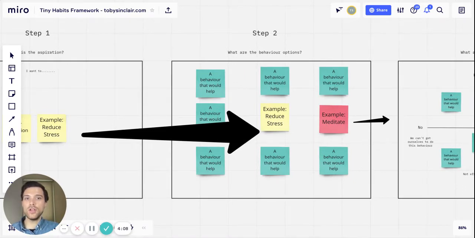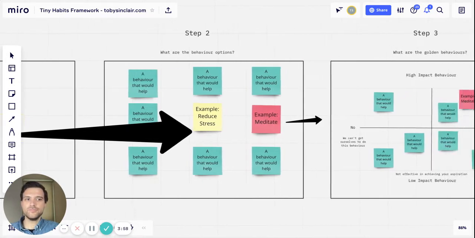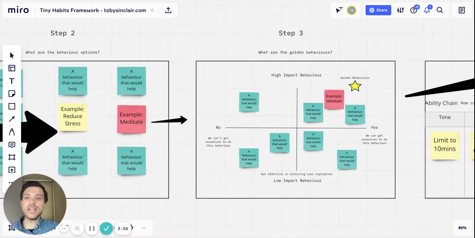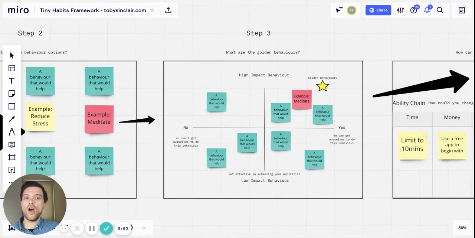In this example, you just brainstorm some behaviors. And one example here might be that meditation might help me become less stressed. The third step is we take these behaviors that we've brainstormed and we start to plot them on this quadrant to look at how we can find the golden behaviors.